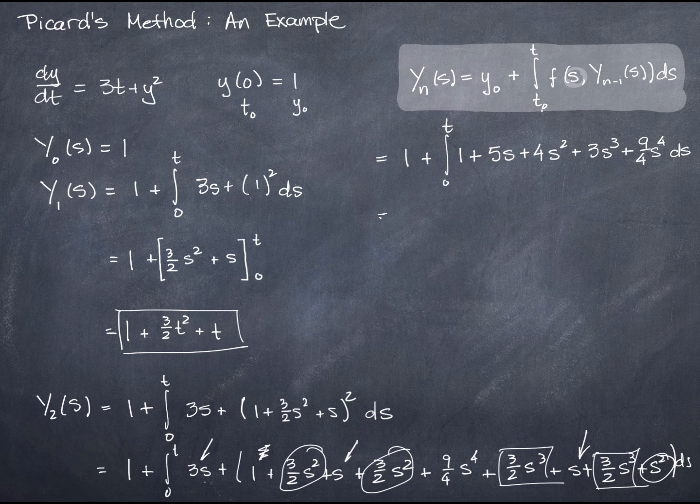My integration will produce 1 plus the integral of 1, which is s. The integral of 5 is 5 times s squared over 2, or 5/2 s squared. The integral of 4s squared is 4 times s cubed over 3, or 4/3 s cubed, and so on. I get 3/4 s to the 4th. Let's see, 9/4. So this is going to be to the 5th power, so it's going to be s to the 5th over 5 times 4, which is 20. So I get 9/20 s to the 5th.